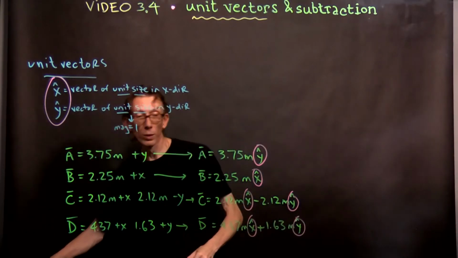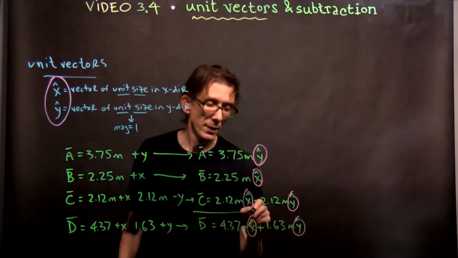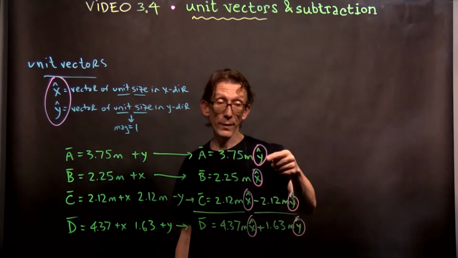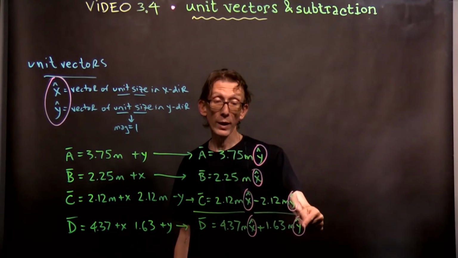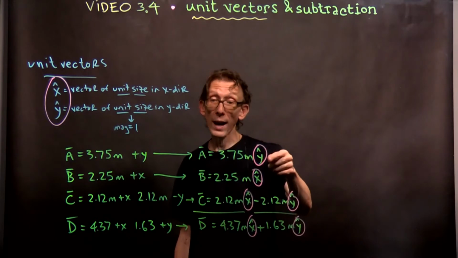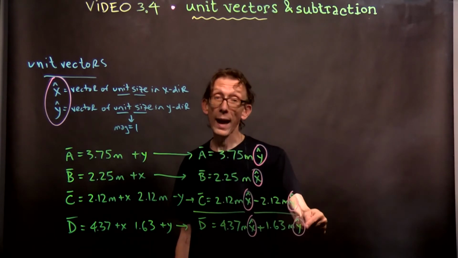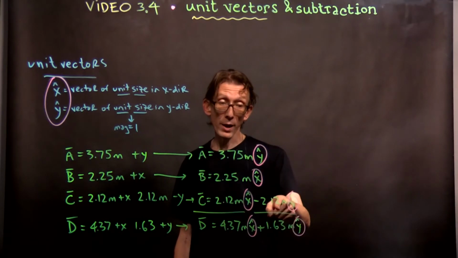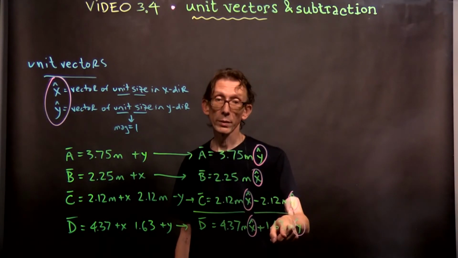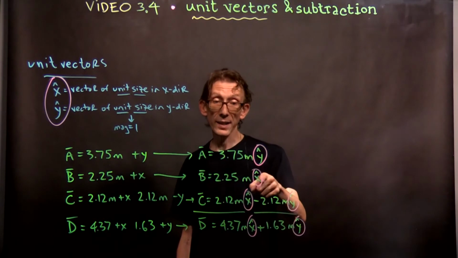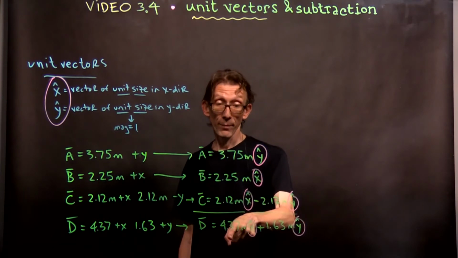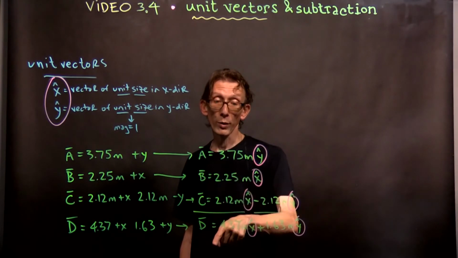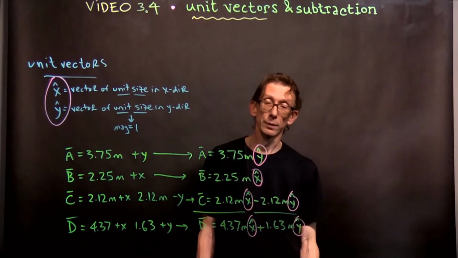And notice too that if I just add up all the y hats, 3.75 minus 2.12, if I add up all the y hats of A, B, and C, I'll get the y hat of D. 3.75 minus 2.12 is 1.63. If I add up all the x hats, I'll get the resultant x hat. 2.25 plus 2.12 is 4.37.